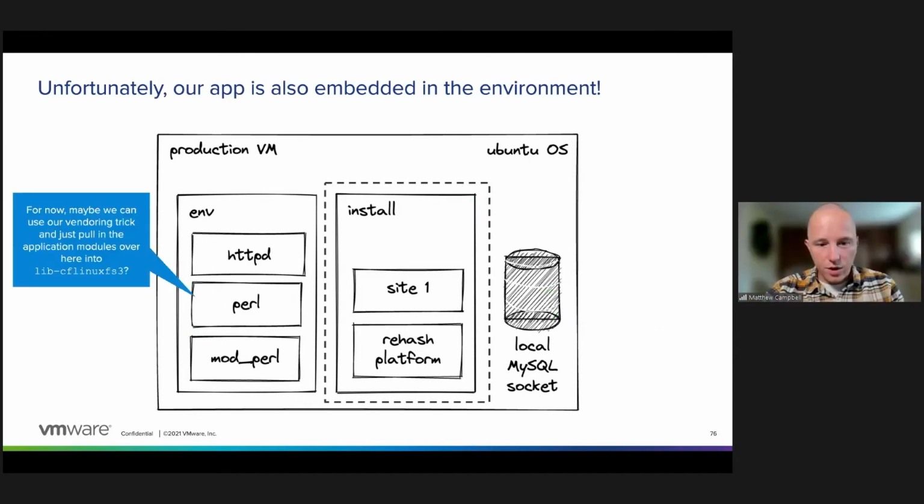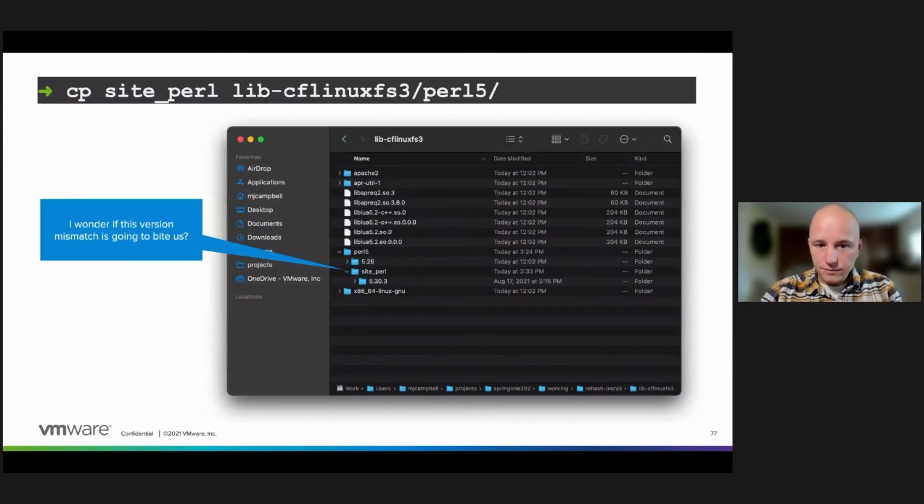But for right this second, we're really just interested in the bare minimum that we might be able to do to get this thing up and running, right? So maybe we can just use our vendoring trick. Maybe we can just grab the application modules that are buried over here, and stick them in our libcf Linux FS3, and stuff will work.